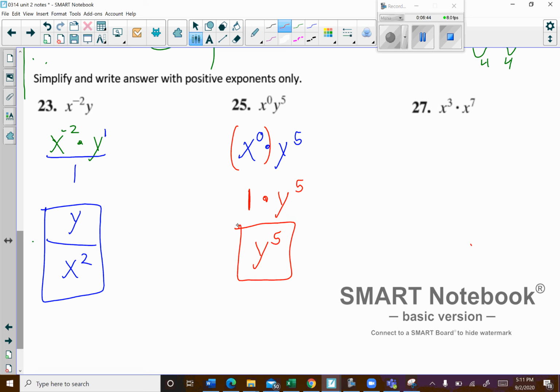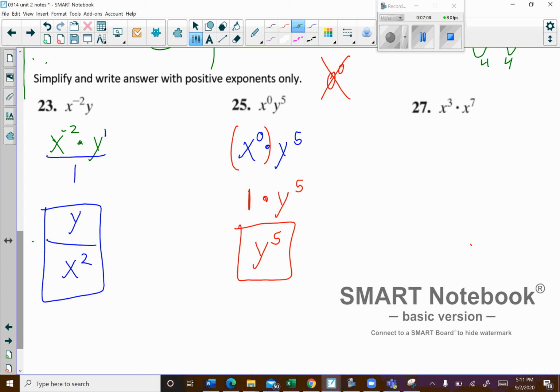So if you get a problem like this on your homework, you'll probably see some verbiage saying assume variables are positive, or assume variables are not zero. A lot of times I just say assume they're positive. But anyways, basically there'll be something in there about it's not zero, because zero to a zero power, we won't ever do anything like that.